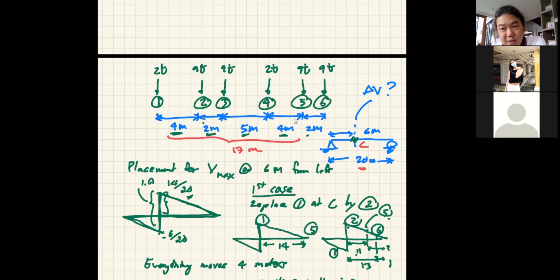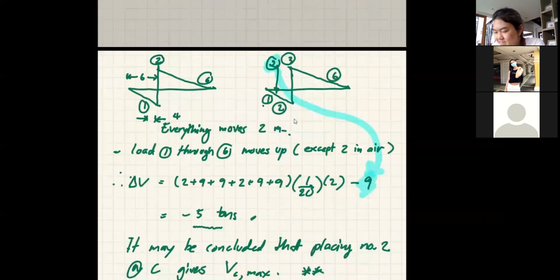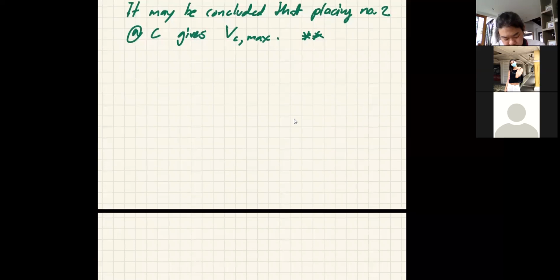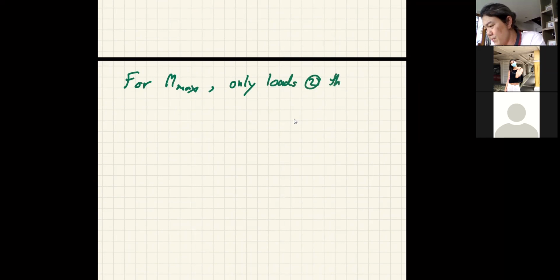So, any question, folks? You want me to do the maximum moment for the sake of it? One more? Yeah, can or not? Yeah, sure. But as I say, let's do it, okay? Because we have time. For M max, only loads 2 through 6 will be on the beam.